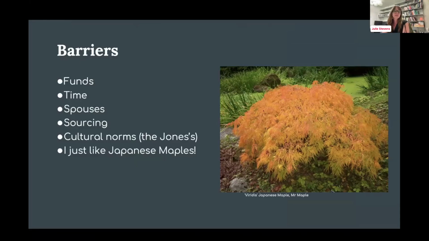Okay, let's talk about some barriers here. Funding. I just said, I was on a budget. I couldn't spend a lot of time. As a new faculty member and now with little kids, it's really hard to find the time. I have found really good success in hiring a few students here and there.